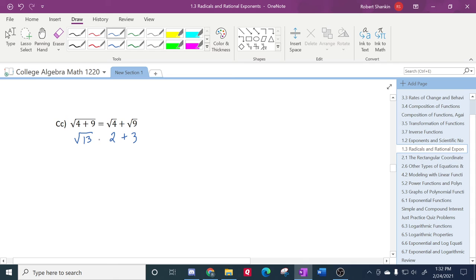And is the square root of 13 equal to 2 plus 3? No way. It would have to be square root of 25 to be 5. Square root of 13 is somewhere between 3 and 4, and this is 5, so this is false. Right. Go to the next one. Put a true or a false next to this.